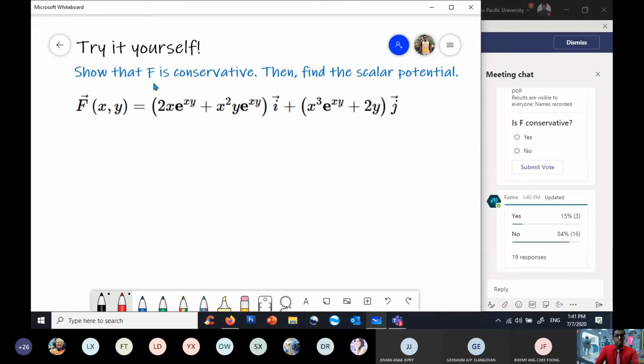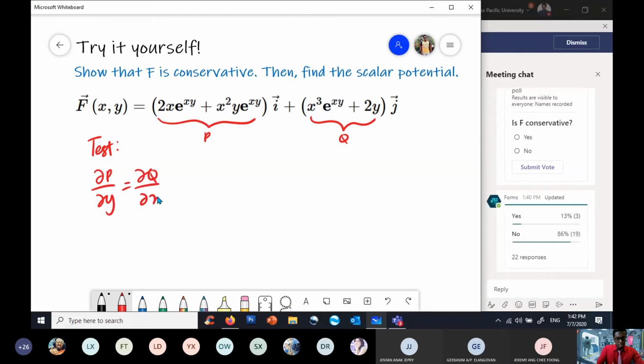Okay, the meaning of conservative. There's a test we remember that was something like this. If you already know your P and you already know your Q, if ∂P/∂y is equal to ∂Q/∂x, then it's conservative. Otherwise, it's not conservative. So let's just find them one by one.